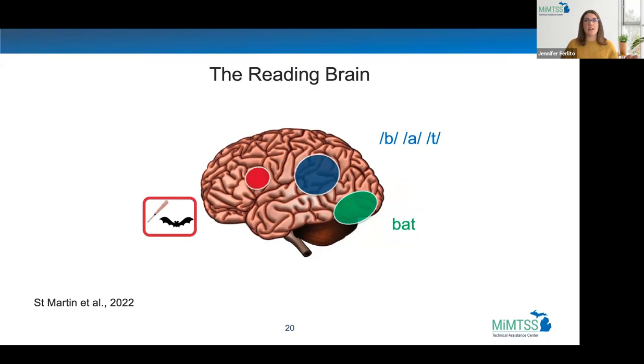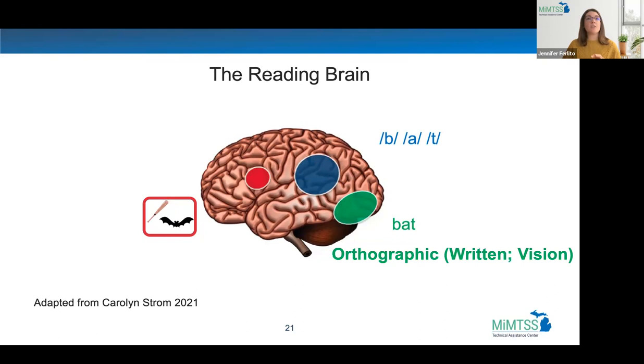So is this a baseball bat? Is it an animal? Is it a noun? Is it a verb? These three areas of the brain work seamlessly together, creating something called the reading circuit. How we get from vision to meaning is called the phonological route, and we need to build this circuit in our children's brains. So the orthographic processing system receives visual input, and we receive information about these printed words.